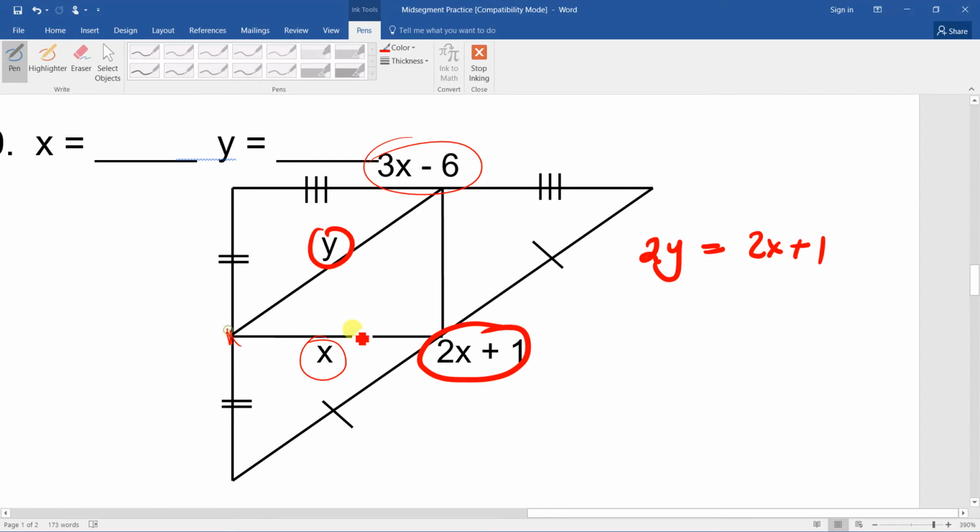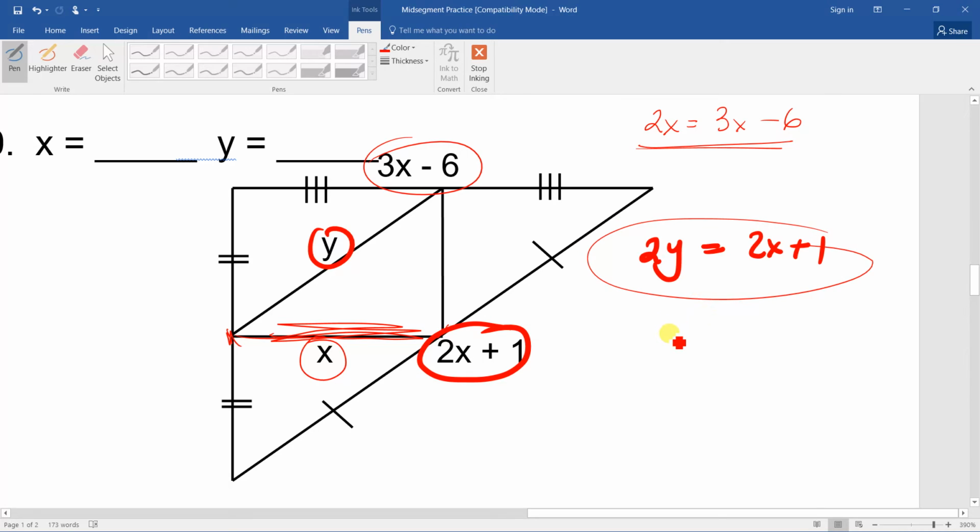But look at this one, x and this one here. This segment here is also a mid-segment, so it's going to be half the length. So 2 times x is going to equal 3x minus 6. Oh, that's going to be helpful, right? Because there's only one variable here. So this question is tricky because you have to recognize that if you go this route, it's going to be tough to solve. But if you look at the other segment, it's reasonably easy to solve.